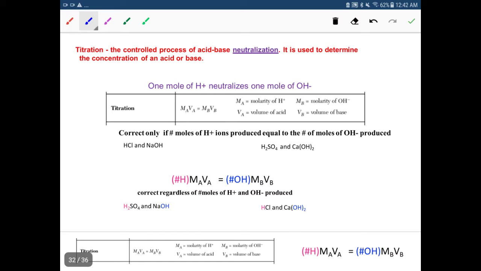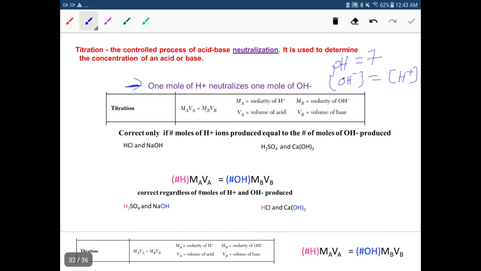The first piece of information is that in neutralization, 1 mole of H+ neutralizes 1 mole of OH-. That's why you get a pH of 7 after neutralization. Why? Because at a pH of 7, you have the same concentration of OH- and H+. So when they are neutralized, pH is going to be 7, the concentrations of H+ and OH- are equal, and 1 mole of H+ will neutralize 1 mole of OH-.